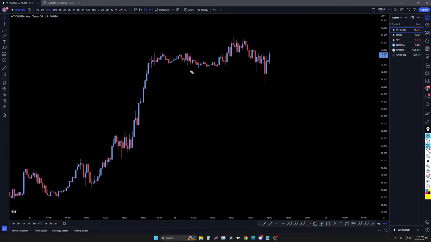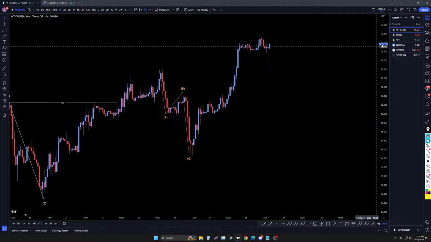Yeah, this move, I was trying to figure out if maybe this was an A and this was a B and this is a C. And now it's actually ended a correction and it's actually going back up, which I think could be very possible. I definitely don't see any reason to think that it's going down yet. I will say that for sure.